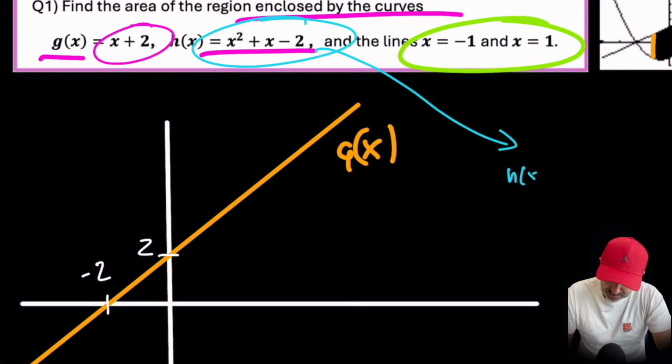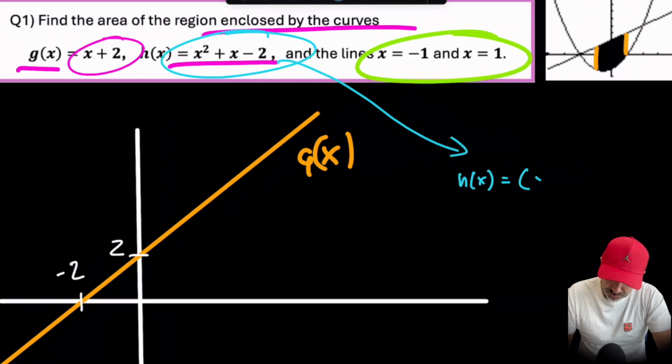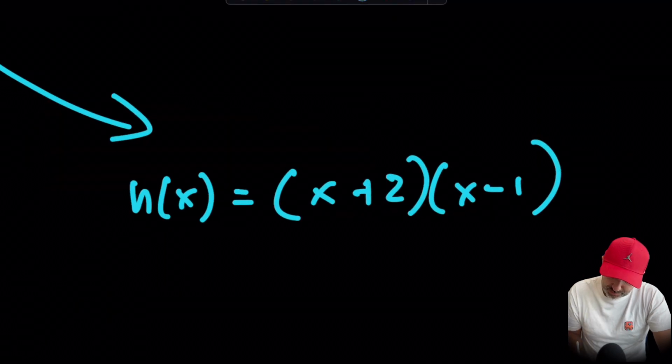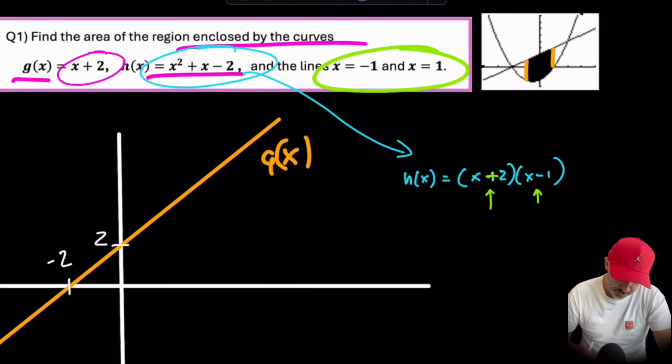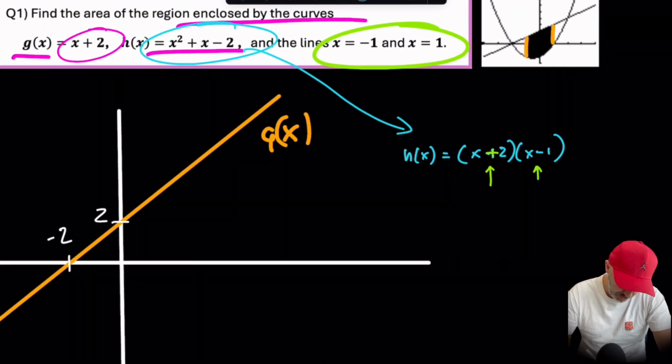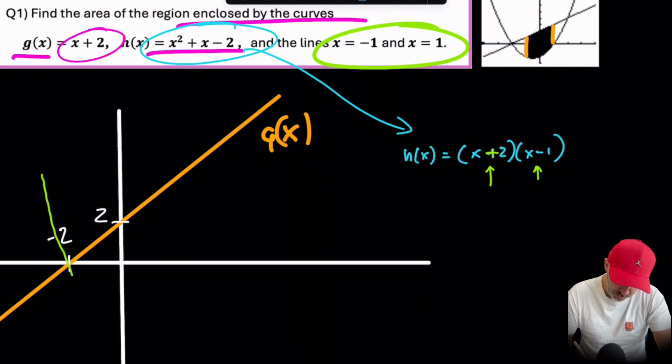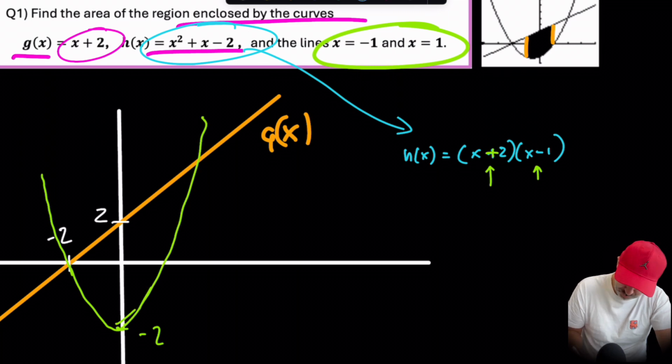So this is h of x, and is factorizable to x plus 2 and x minus 1. Therefore, I can see it's going to cross the x-axis either when x is minus 2 or when x is 1. So that's convenient because it passes through minus 2. It also passes through negative 2 here, and it's going to pass through at 1. Right, so this is 1.